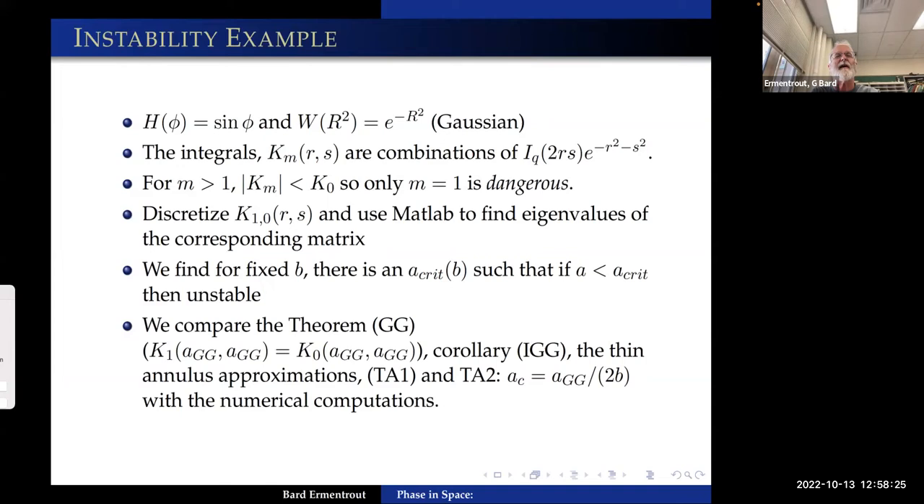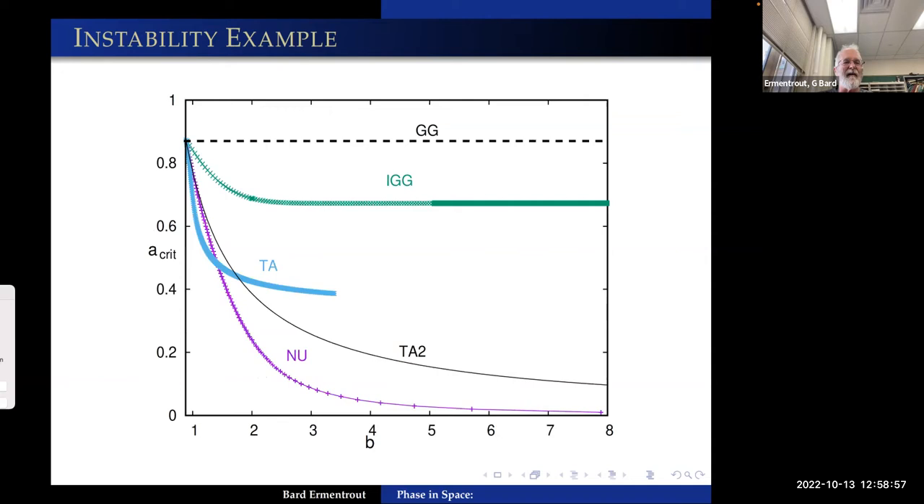So what we do is we discretize K1,0 and use MATLAB to find the eigenvalues of the corresponding matrix. Okay. So what we find is for fixed B, that's the outer radius, there's a minimal inner radius such that if the inner radius is less than a critical value, then it's unstable. And I'm going to compare these curves that we get numerically with various analytic approximations. So there they are. All right. So Gersh-Gorin, pretty boring. Okay. This is a sufficient condition for stability, but doesn't give us instability. Improved Gersh-Gorin gives us a bigger range of sufficient stability, and it starts to look a little bit curvy there. This is critical A versus B, the outer radius.